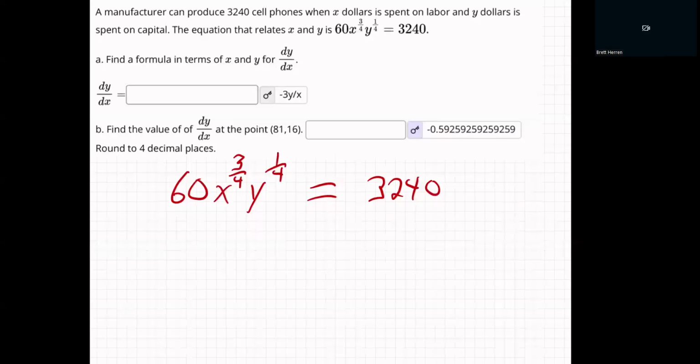Welcome to an example in which it says a manufacturer can produce 3240 cell phones when X dollars is spent on labor and Y dollars is spent on capital. The equation that relates X and Y is that. Find a formula for dy dx.